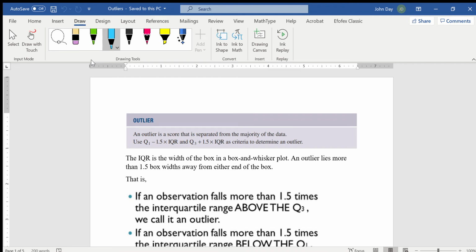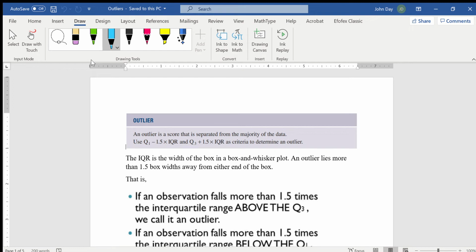Okay, today's lesson is just about outliers, and basically an outlier is a score that's an anomaly, like it's a bit big or a bit small, and it doesn't match the rest of the data, and you can sense that these outliers are there, but we need a mathematical way to be able to justify what we're going to say is an outlier or not.